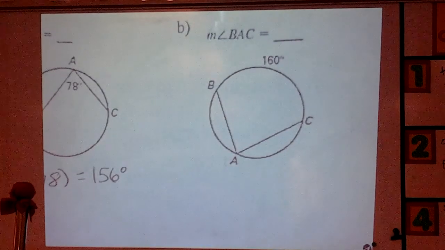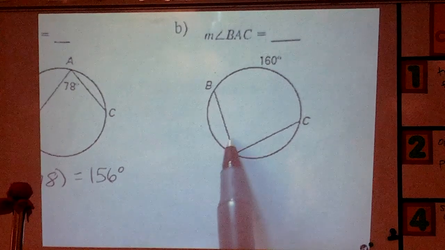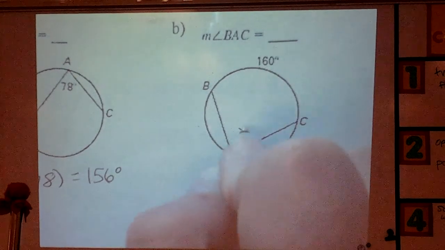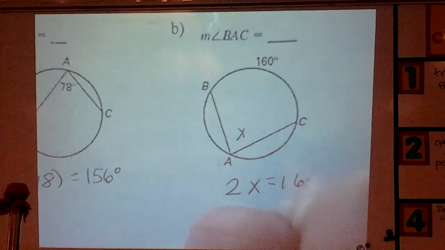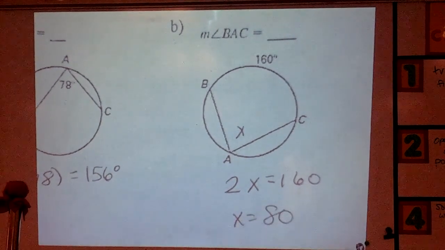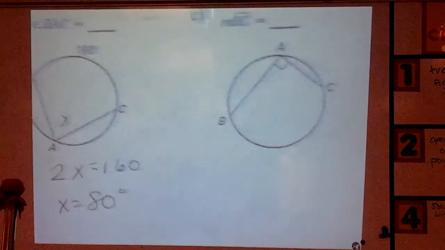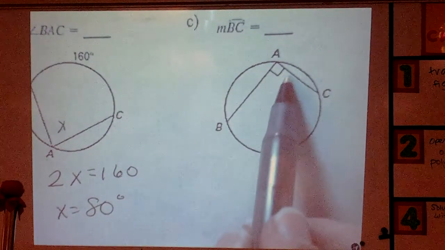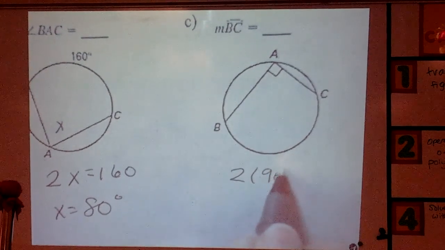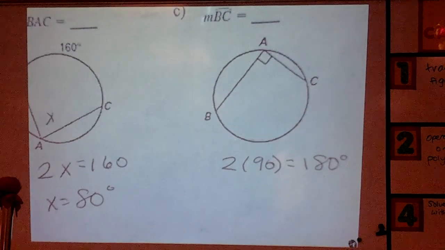In B, I'm going the other direction. I'm given my arc, and I want to know what this inscribed angle is. So that means twice my angle, I'm just going to call him x, equals 160. So I divide both sides by 2, and I get 80 degrees. Part C, my inscribed angle is 90, so 2 times my angle of 90 equals my intercepted arc, so that would be 180 degrees.